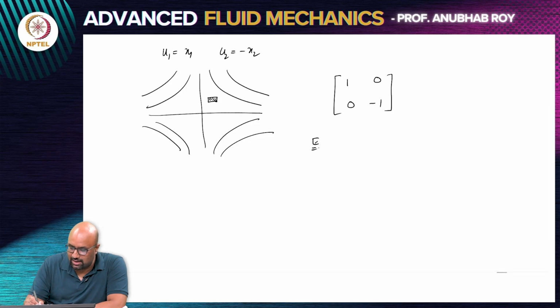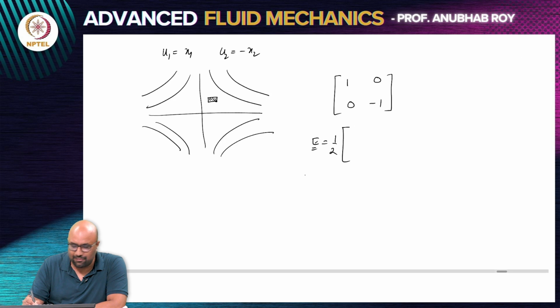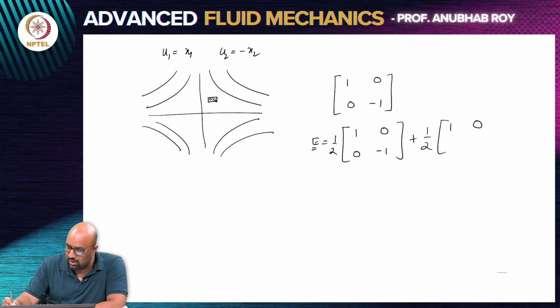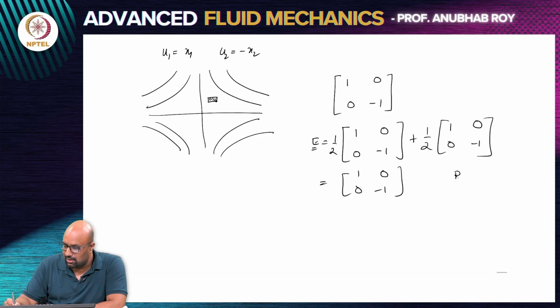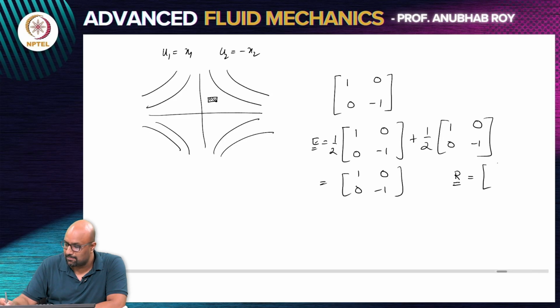Now, the rate of strain tensor associated with this will be half of the velocity gradient plus its transpose. So, that would be half of 1, 0, 0, minus 1 plus the transpose, which is also the same. Which means the rotation tensor is 0, since the off diagonal elements are 0. The entire thing is the rate of strain tensor.